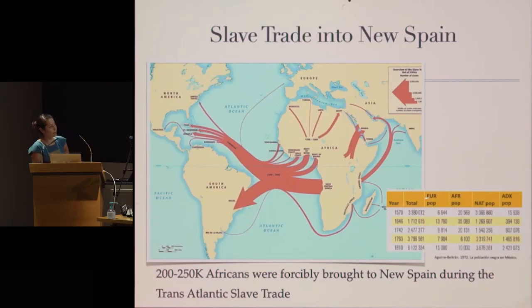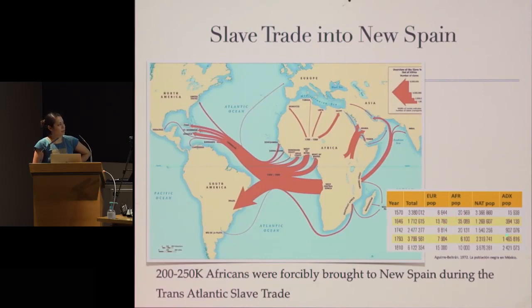Another thing that's worth considering is this table showing, during the colonial times in Mexico, the estimates of European, African, and native populations. Maybe you don't see the numbers, but what I always like to highlight is that for at least 200 years, or around 200 years, there were more people of African origin than Europeans.